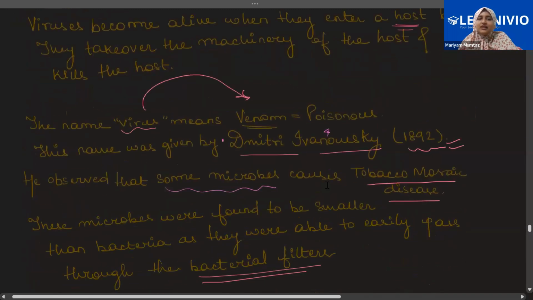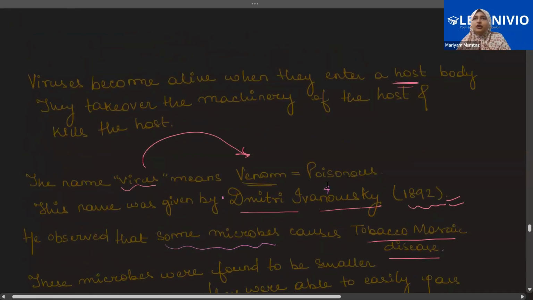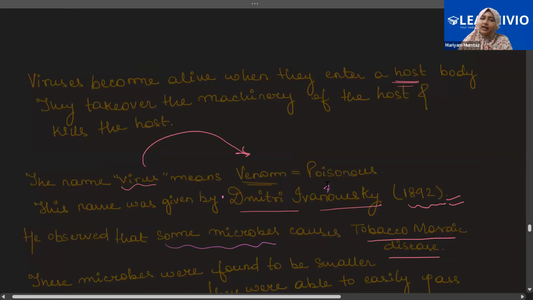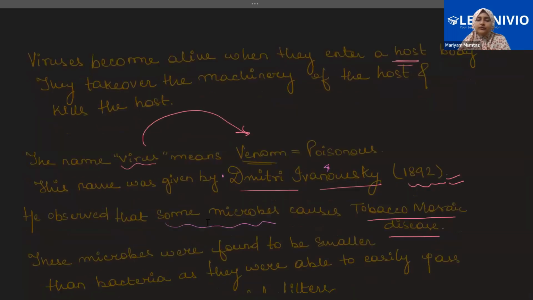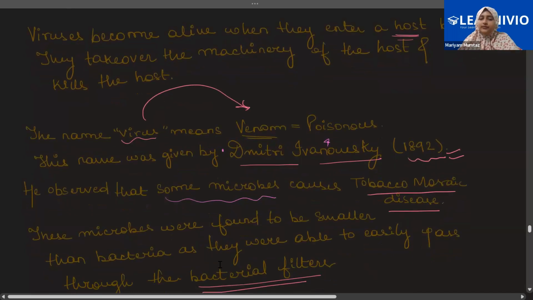Now, this much you've understood, that viruses are not truly living and they become alive when they enter the body of the host. This is clear to everyone? Yes, ma'am. Okay.